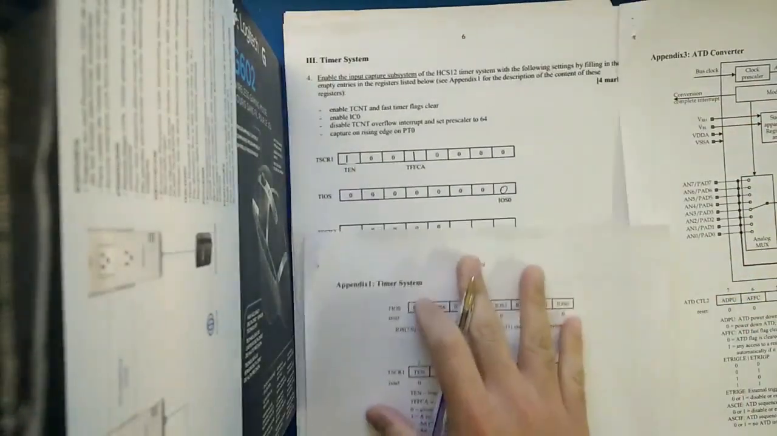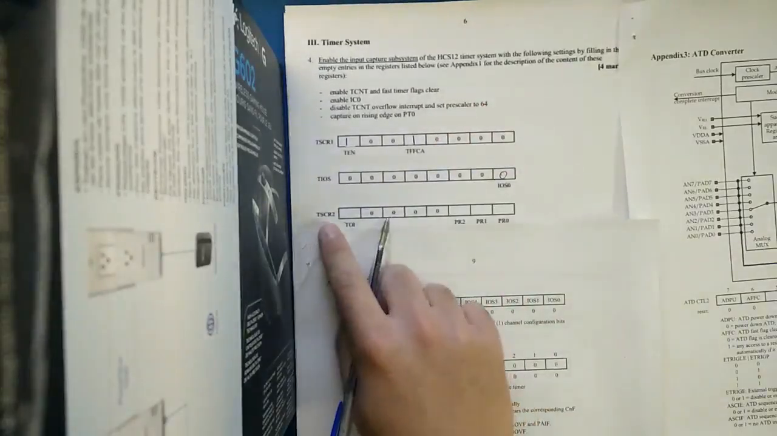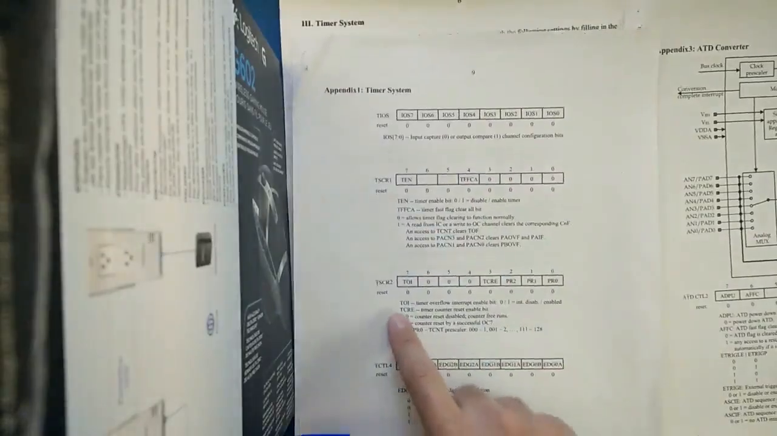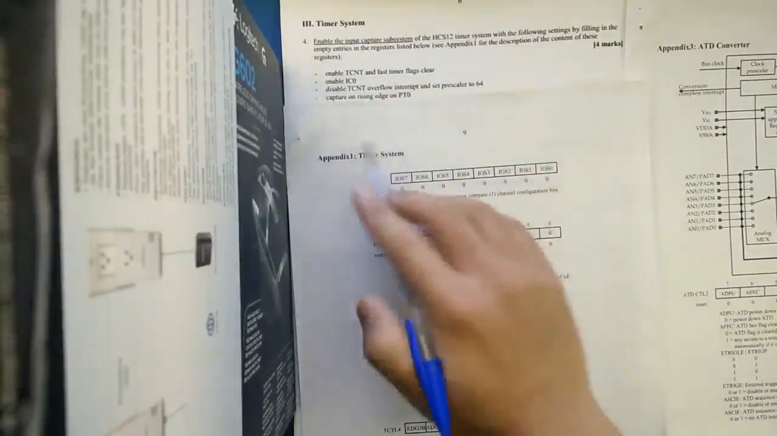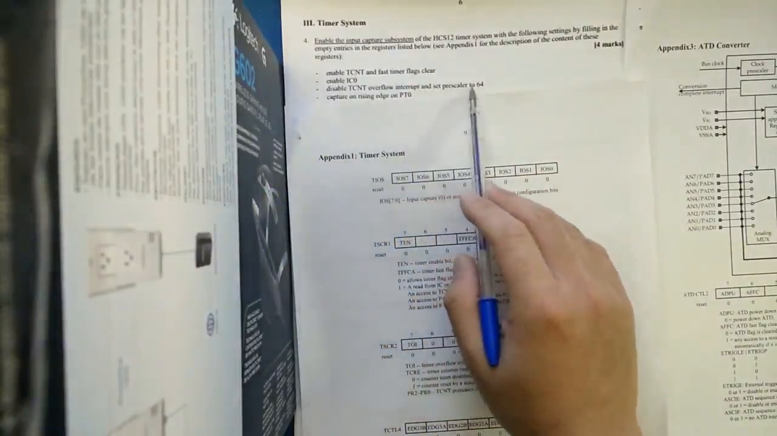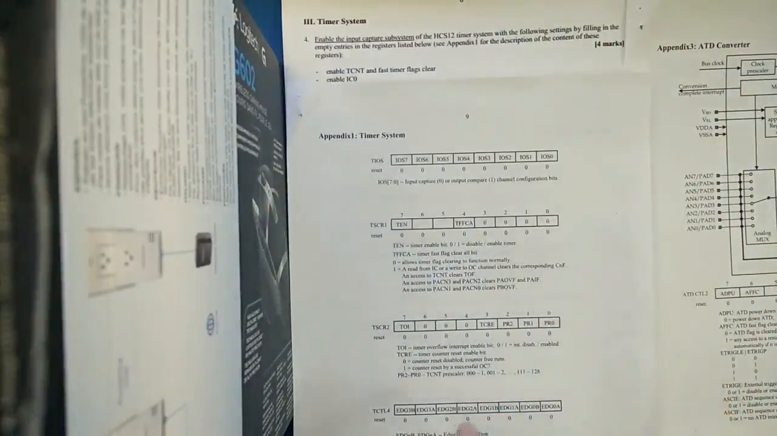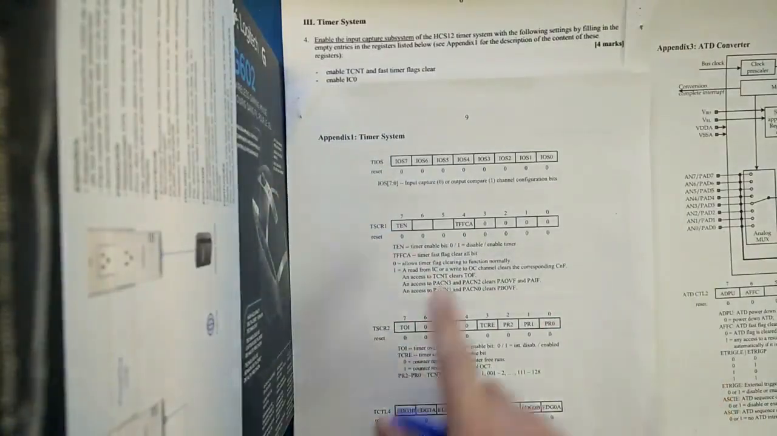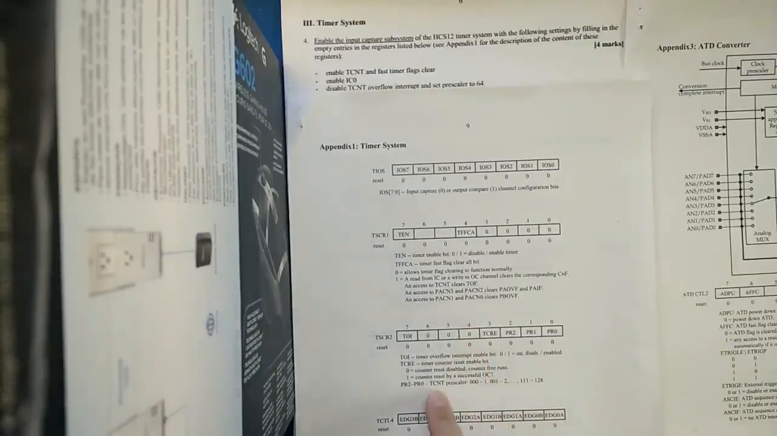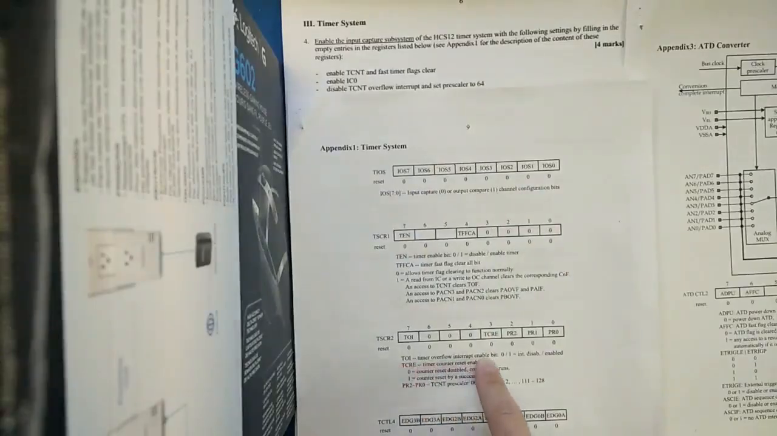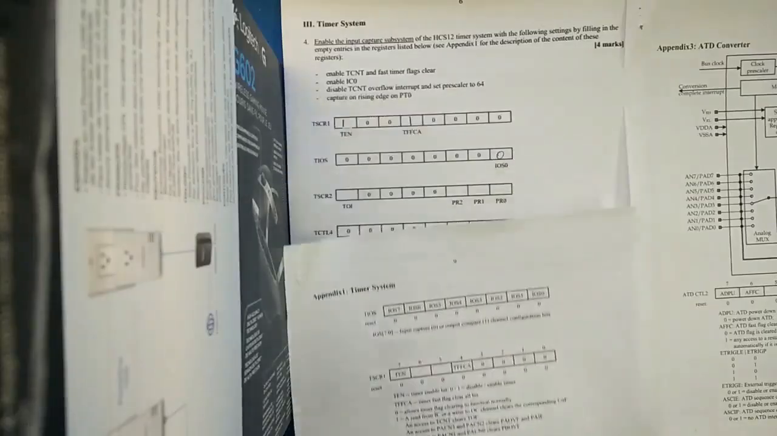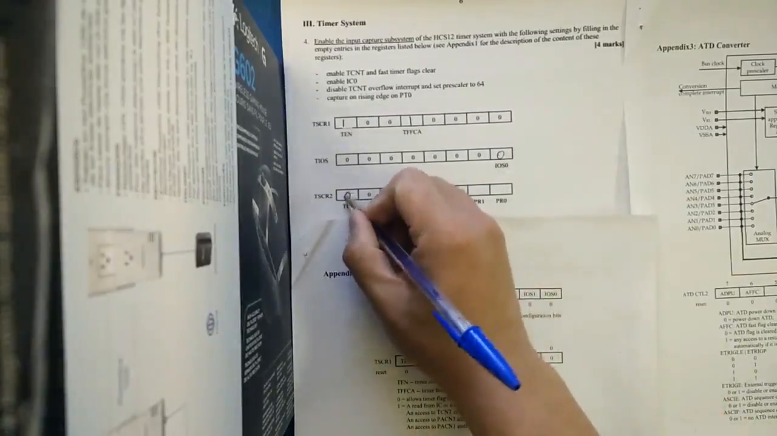Next, go to the next one, TSCR2. Let's look at the instructions here. It says in the question, disable TCNT overflow interrupt and prescaler set to 64. I want to disable the TCNT overflow interrupt. The TOI, timer overflow interrupt enable bit: enable is 1 and disable is 0. So I want to disable it, so I'm going to put a 0 in TSCR2.